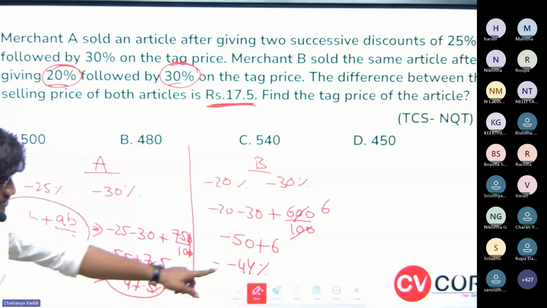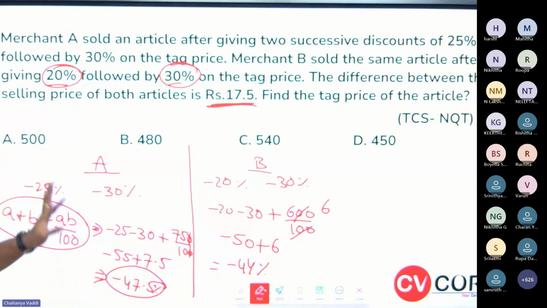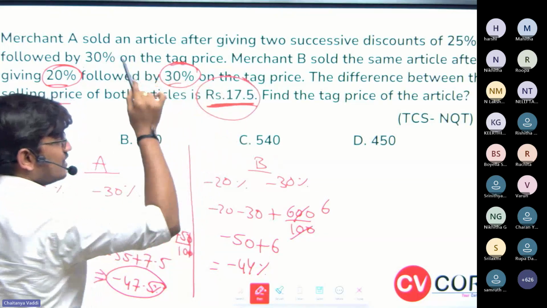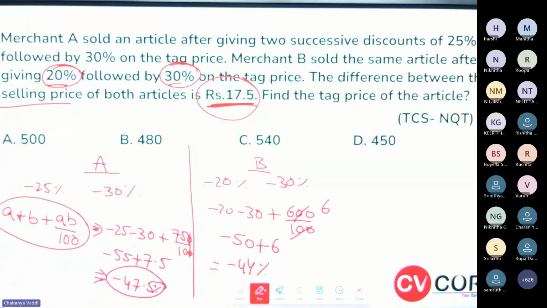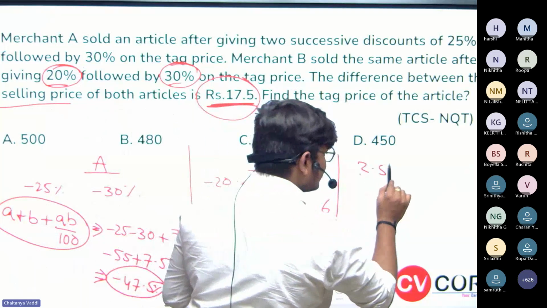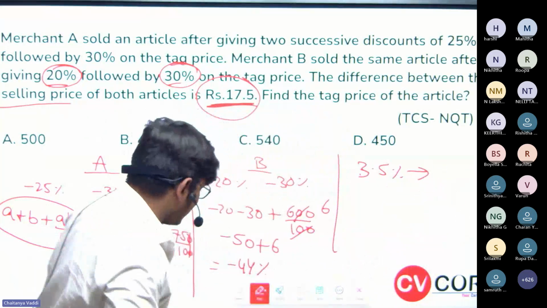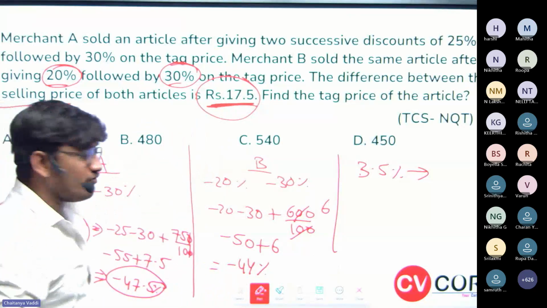47.5%. Here, how much is the overall discount we are getting? 44%. Now they clearly mention that the difference between the selling price of both articles is 17.5 rupees. What will be the difference between 44% and 47.5%? Can I say that 3.5% is the difference? 3.5% is the difference. This 3.5% difference indicates this 17.5 rupees.